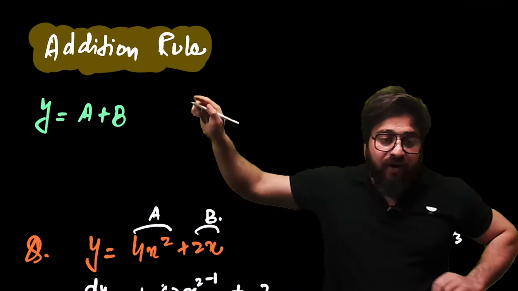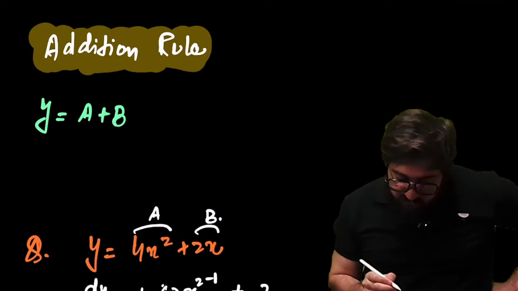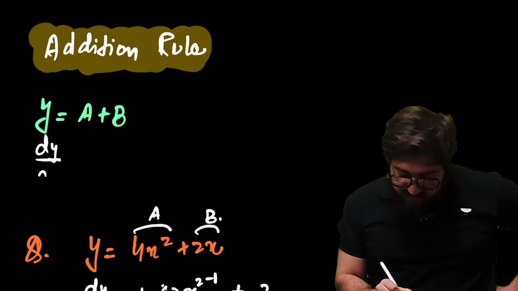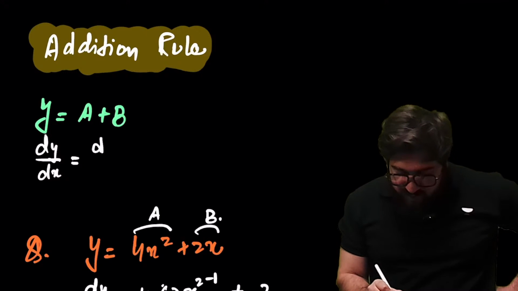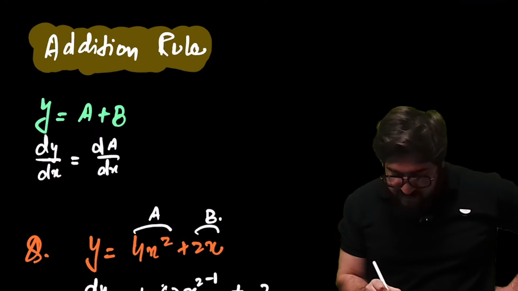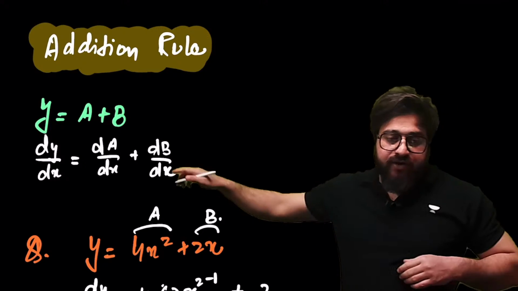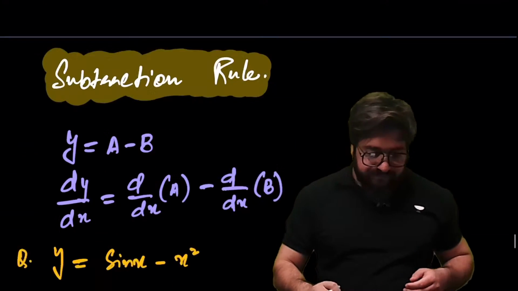So whenever you have the addition rule, if you have y is equal to a plus b and you have to find the differentiation, what will you do? You first differentiate a, dA by dx, plus dB by dx. First you differentiate a, then you differentiate b.